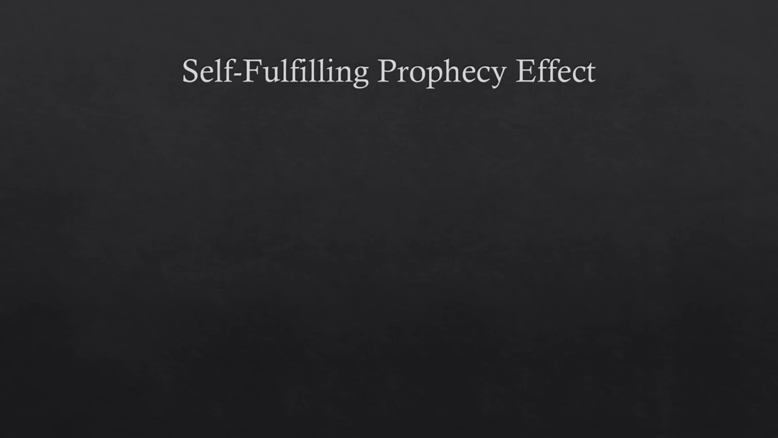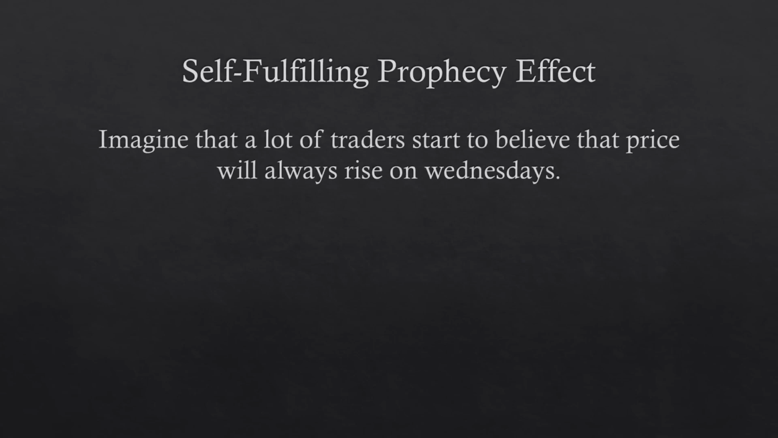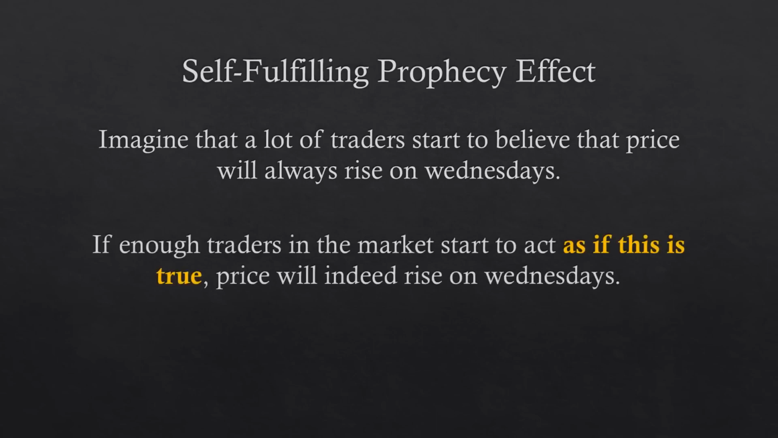Imagine, for example, that all of a sudden, a significant proportion of the market participants start to believe that price will always rise on Wednesdays. Obviously, this doesn't make any sense. There is no strong connection between the day of the week and price rising or falling. However, if a lot of people start to behave as if this is true, price will indeed rise on Wednesdays because traders will start buying on Wednesdays.